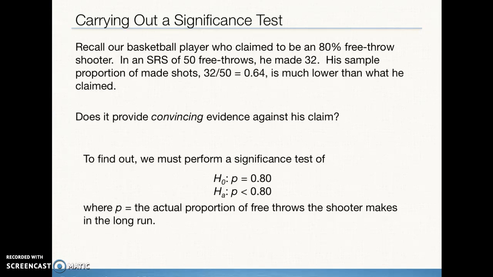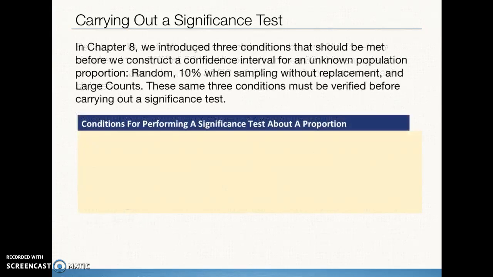with our significance test by stating our hypotheses, and you may recall that our null hypothesis was p is equal to 0.80, and our alternative hypothesis was p is less than 0.80 because we think he's overstating his success rate. We always have to indicate what our variable stands for, and in this case, p stands for the actual proportion or the true proportion of free throws the shooter makes in the long run.